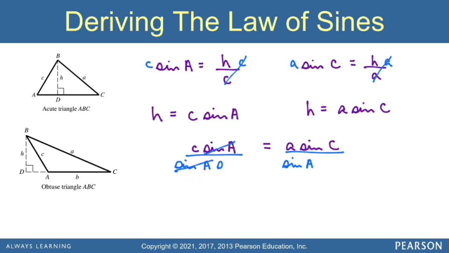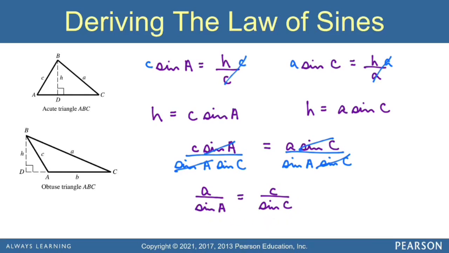And then I'm going to divide both sides by sine of C, and the sine of C will divide out from the right side. That leaves us with side A over the sine of angle A equals side C over the sine of angle C. And this is the form that we usually see the law of sines written in.